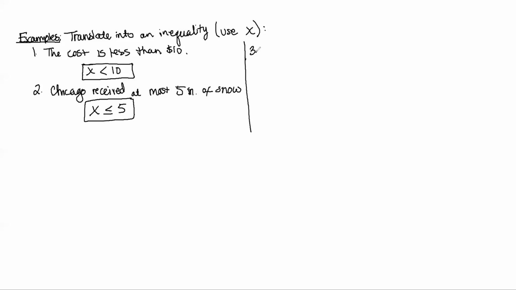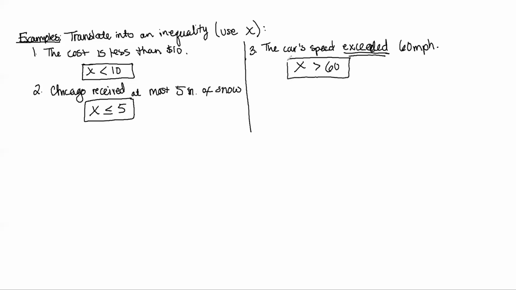Number 3, the car's speed exceeded 60 miles per hour. All right, so here the keyword is exceeded. That means that we went over 60 miles an hour. It wasn't equal to it. So the car speed, which we don't know, is x. Exceeded had to have been greater than 60 miles per hour. So x is greater than 60.